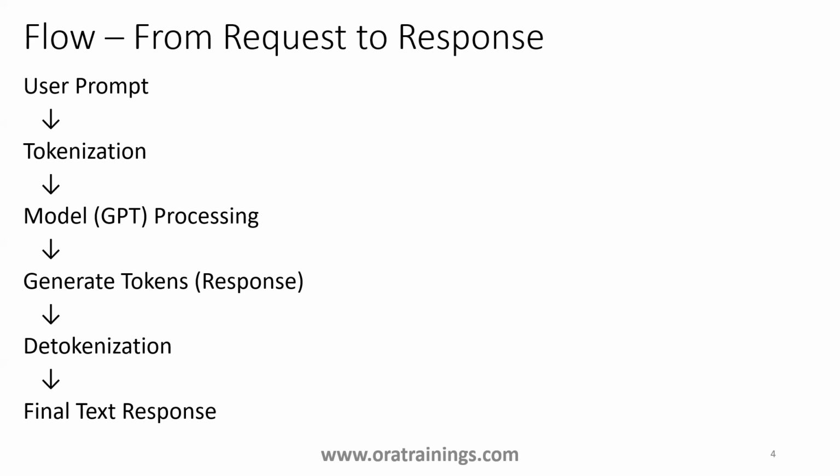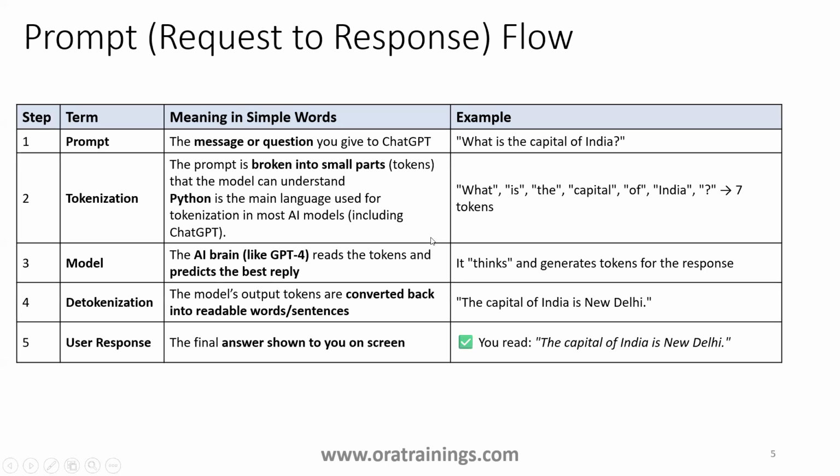Okay, so this is how the flow goes from a request to a response, or a prompt to the final response. Again, we'll reiterate what exactly we are talking about. A prompt is nothing but a question which you are asking a particular AI model. In our case, I'm just considering it as ChatGPT. So here, if you observe, my question was, what is the capital of India? And then the tokenization process, what exactly is it doing?